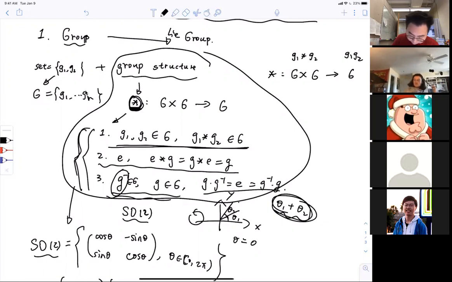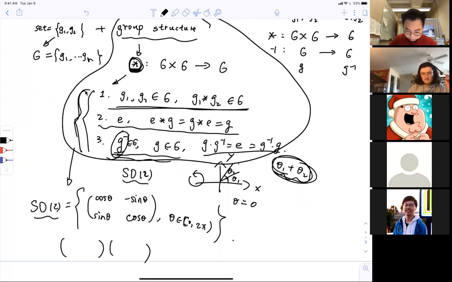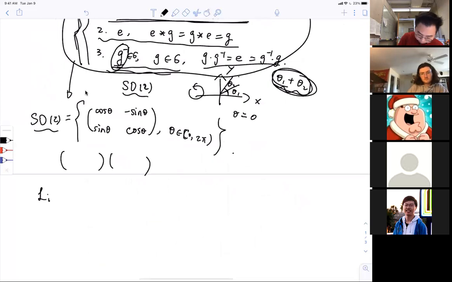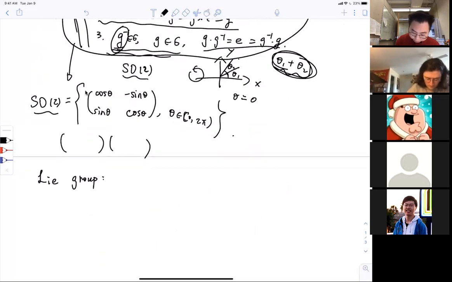There's another operation, which is the inverse. Give me an element in the group, and I will give you another element in the group. And what is a Lie group? There are many different equivalent definitions. I will give you several definitions that I think are most important and useful for us.